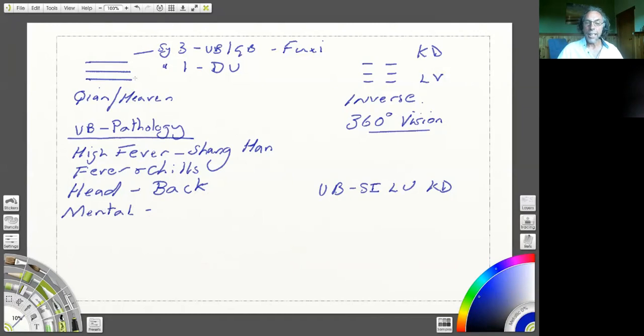So when you've got three yang lines, when we look at it on a mental level, we could say there's some level of hyperactivity, so excessive activity. So we can look at any mental states that have some form of mania involved.